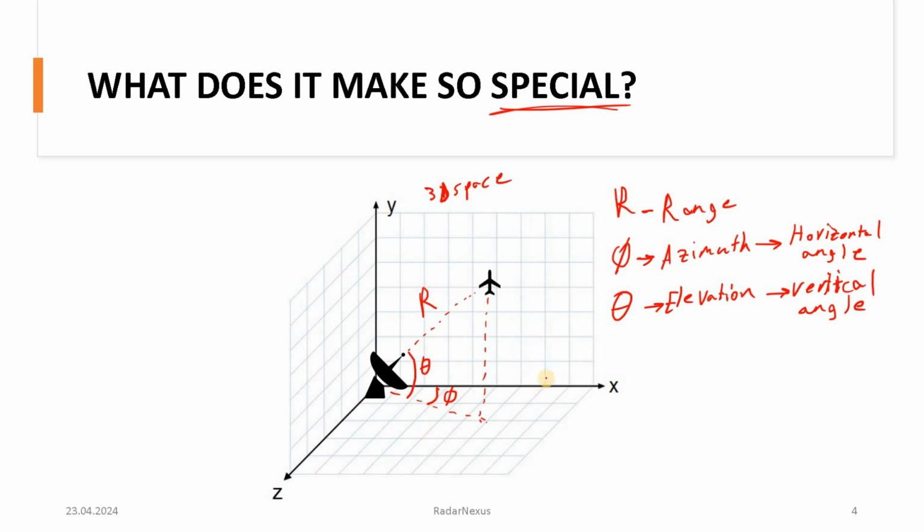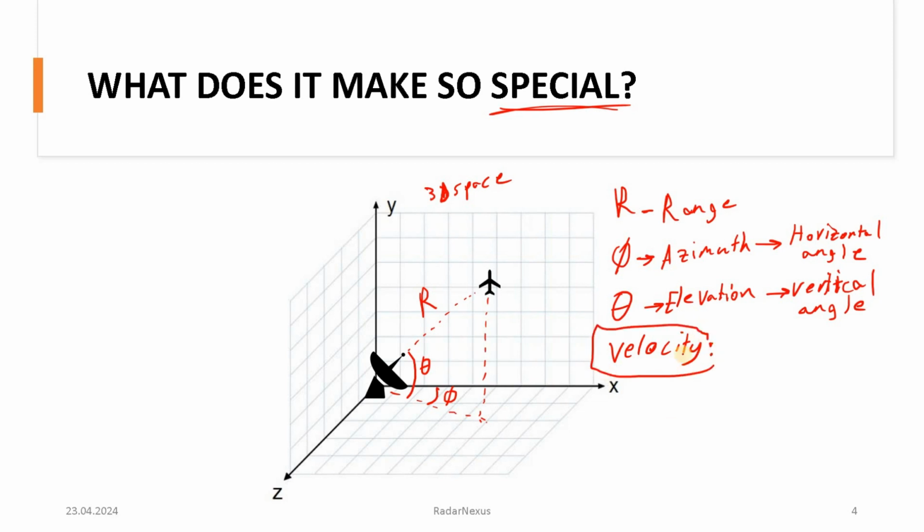Does this make radar special? It doesn't, because if we are going to talk about these three things, I think LiDAR works much better than any other sensor at measuring them, and it can tell you exactly where any object is in 3D space. What makes radar really special is that it can measure one more thing, and I want you to remember this because it's one of the most important things about radar. It can measure the velocity of the object.